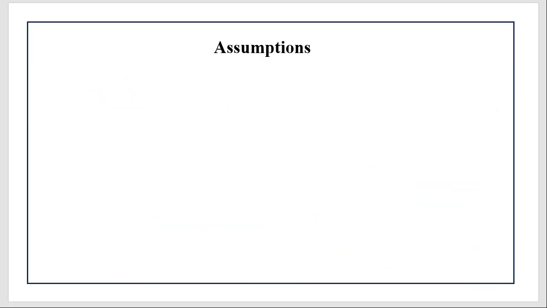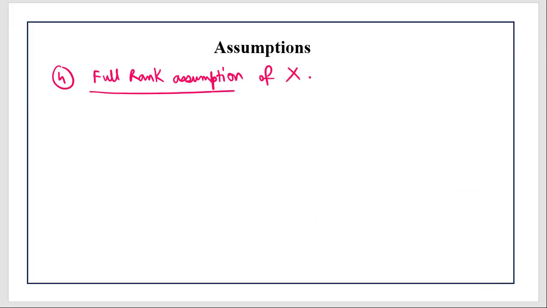And there is another assumption, the fourth assumption, which is called the full rank assumption. Now the assumption will be on the design matrix, the full rank assumption of X. Now, since we are talking about the matrix, the rank plays a very crucial role, right?